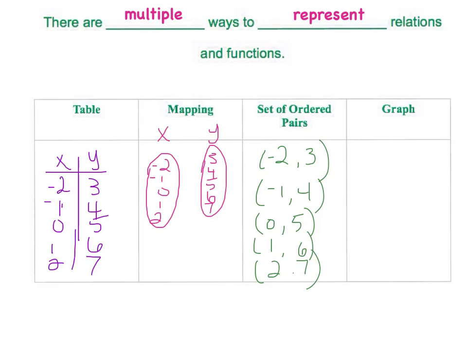And then for a graph, well, we know what that would look like. You have a graph, and you would plot these ordered pairs. I'm just going to do my best here. -2, up 3; -1, up 4; 0, 5; 1, 6; 2, 7. And obviously my points, if I connected the dots, would be a straight line. But anyway, these are the 4 representations that we use to represent relations and functions.